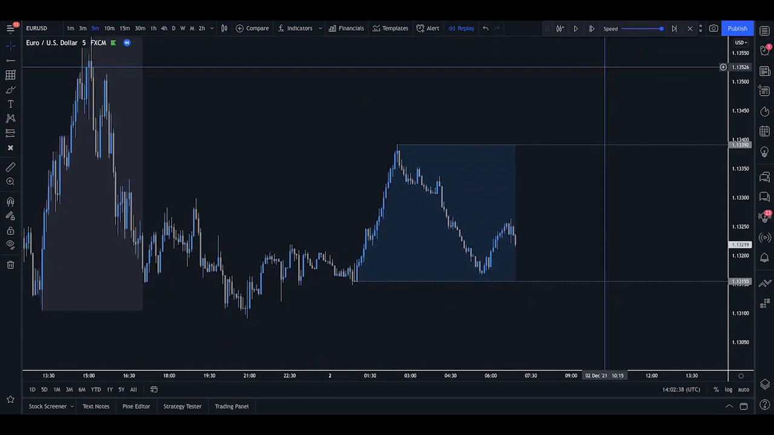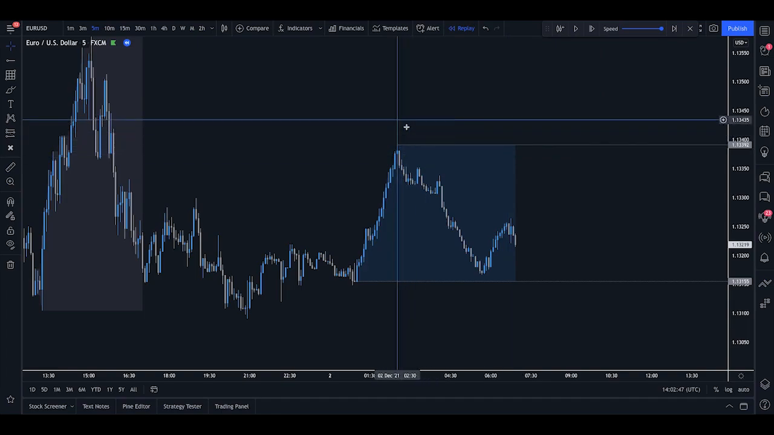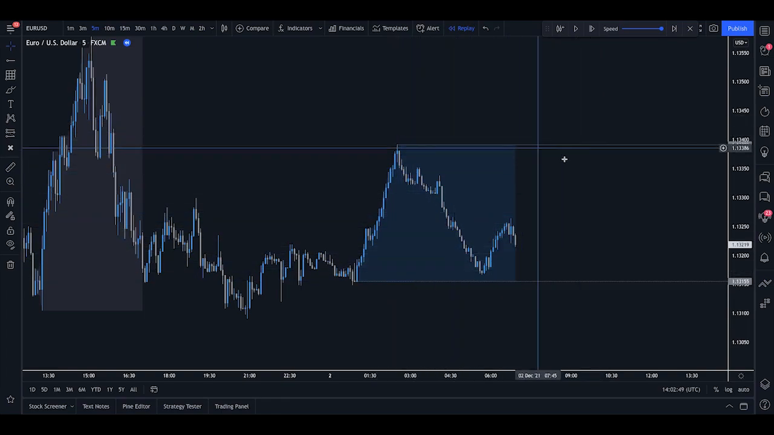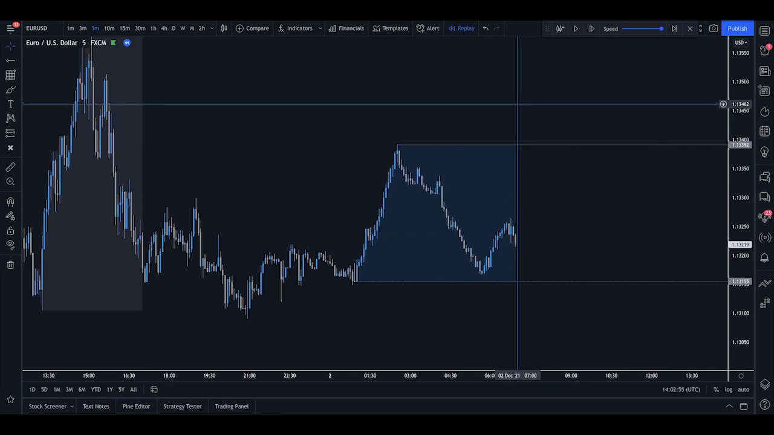Now for the second example of the Asia session liquidity run trades, we are back on the charts. We're going to follow the same process once again. First things first, we want to identify the high and the low of the Asia range when the Asia range is coming to a close, which is around 7 a.m. UK time. Obviously, if you use the FXN Asia session range, it's going to tell you what times you need to be doing this trading.